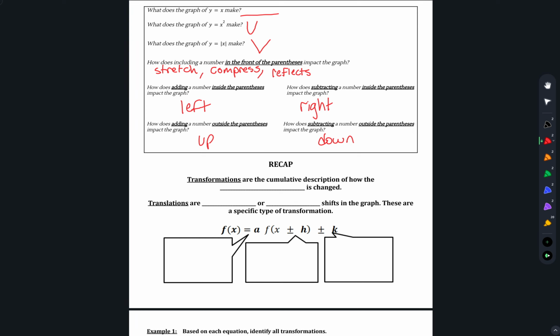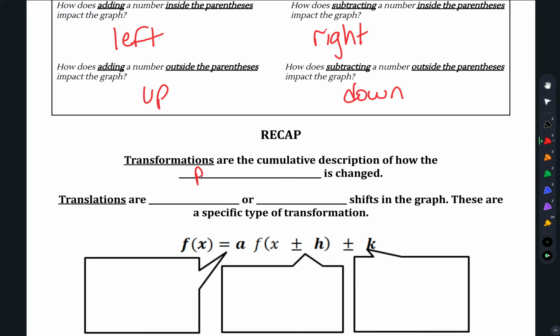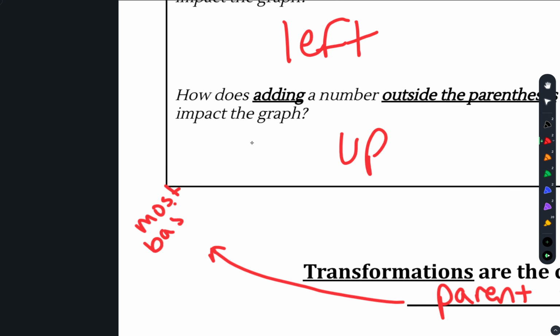What we just did are called transformations. Transformations are the cumulative description of how the parent function is changed. A parent function describes the most basic form of a graph.